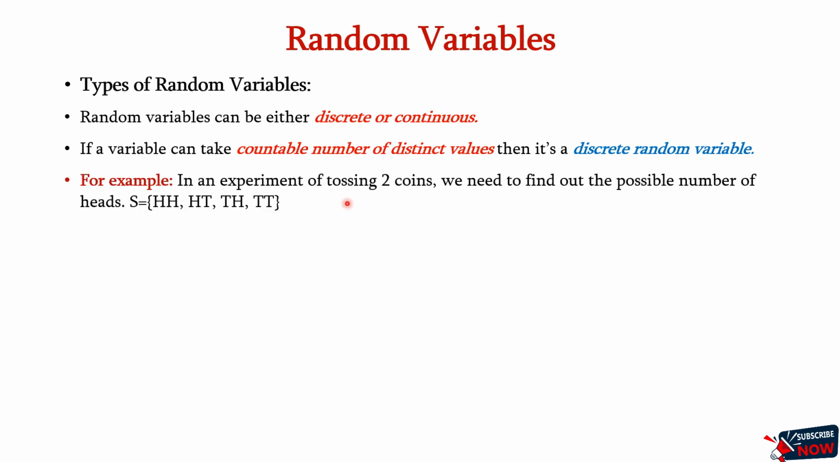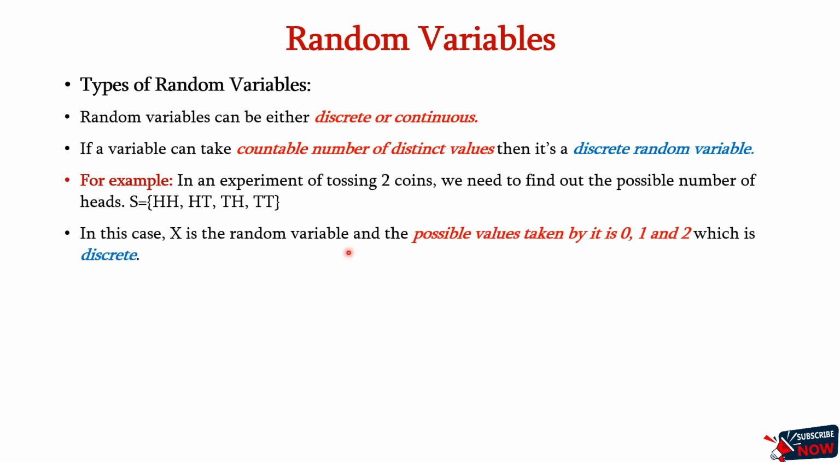For example, in an experiment of tossing 2 coins, the possible outcomes will be head-head, head-tail, tail-head and tail-tail. So if you want to find the possible number of heads in this coin toss, it can take any of these 3 values: 0 in case of tail-tail, 1 in case of head-tail or tail-head, and 2 in case of head-head. Thus the random variable X can take 0, 1 or 2, which is discrete.